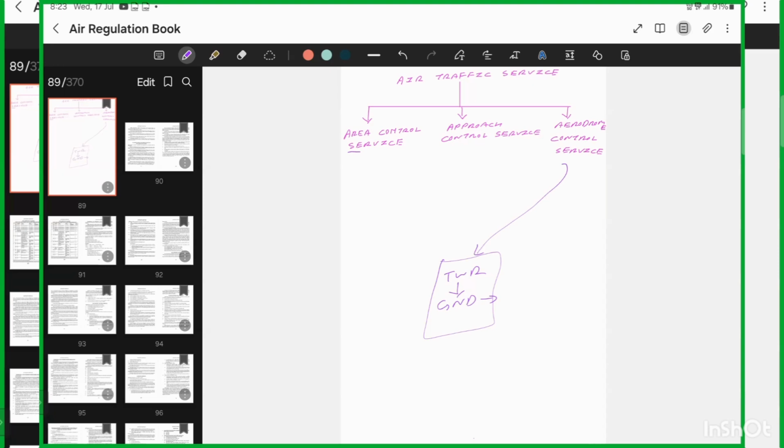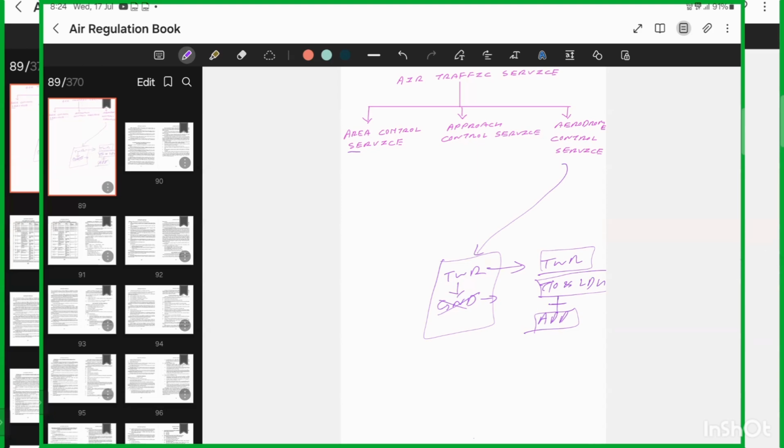At smaller airports like Indore and Bhopal, there is no ground controller. The tower itself takes care of takeoff and landing. He also takes care of the approach part. Some airports will have a separate control for approach control, otherwise some airports will have both combined. Why? Because the number of aircraft coming into that airport is less.